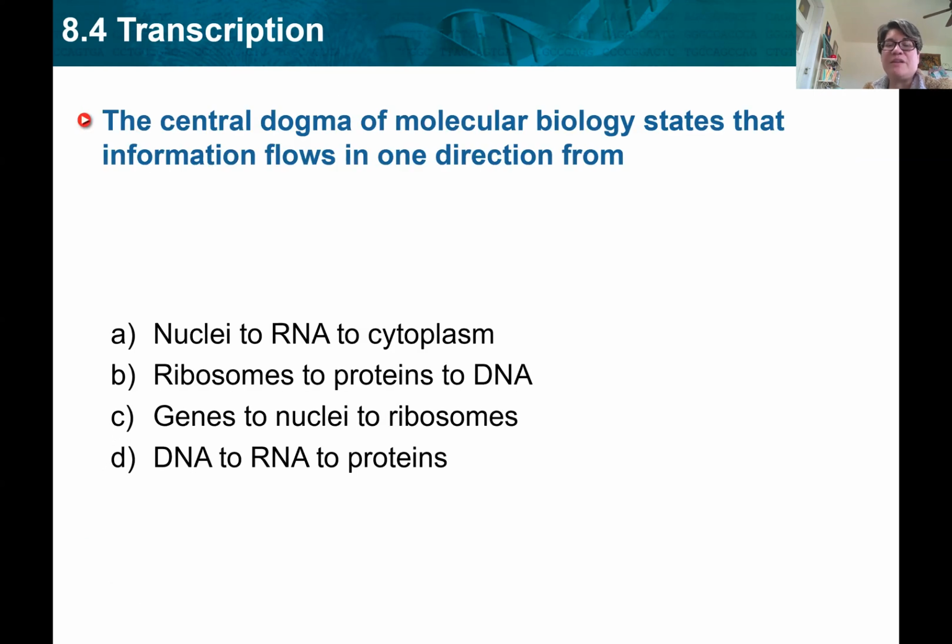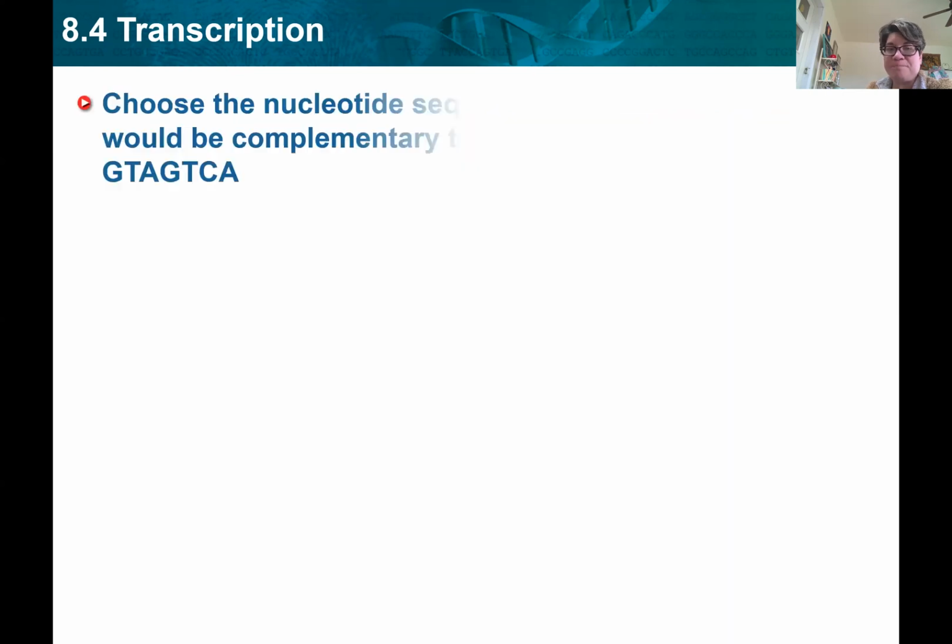Okay, the central dogma of molecular biology states that information flows in one direction from what to what? This is our big picture of what's going on in this process. And that is DNA goes to RNA through transcription and then goes to proteins through translation.